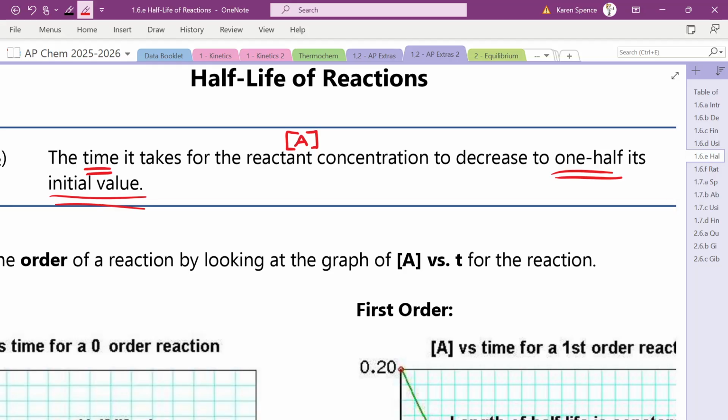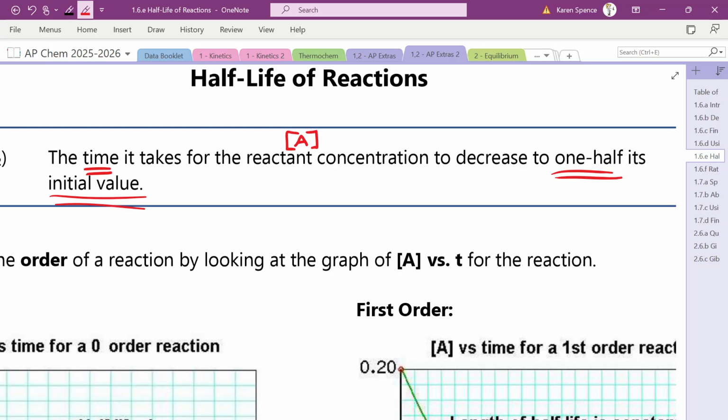So if you start at 100%, a half-life would be the time it gets to 50%. And then another half-life would be the time it takes to get to 25%, and then 12.5% and 6 point whatever the heck it is percent.